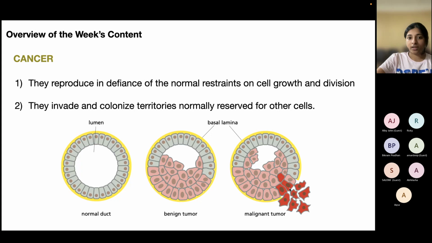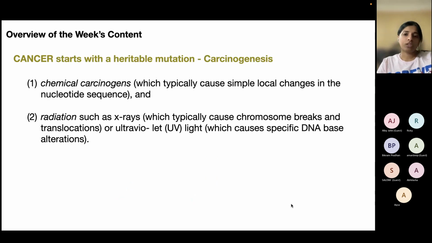However, if it starts invading other colonies, then it will ultimately enter your bloodstream, and then it can go to other places and create similar tumors, ultimately resulting in multi organ failure. And this is what kills a patient. This metastasis, as we call it, is what kills a patient ultimately.